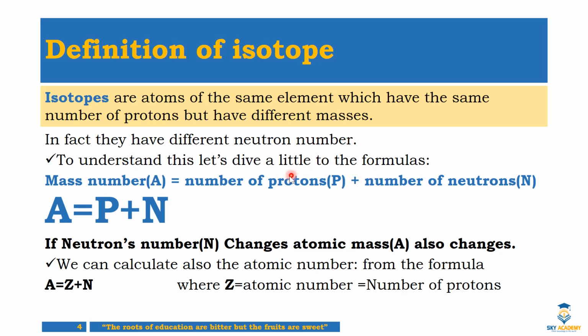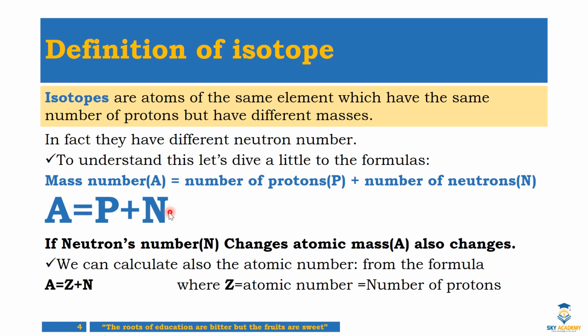So to understand this, let's dive into the formulas. Mass number is equal to the proton number plus neutron number. Mass number is equal to protons plus neutrons. For isotopes, this proton number does not change, but this neutron number changes. That's why if the neutron number changes, the mass number also keeps changing. You understand this? Mass number is equal to proton number plus neutron number.